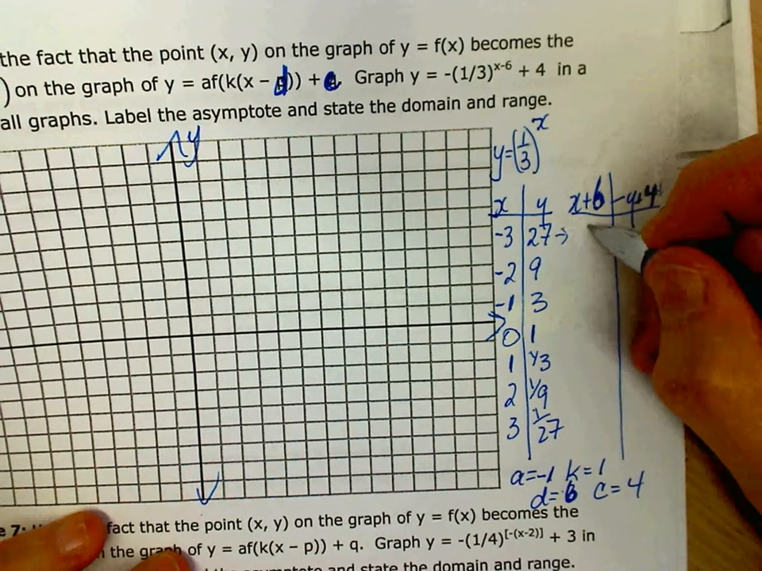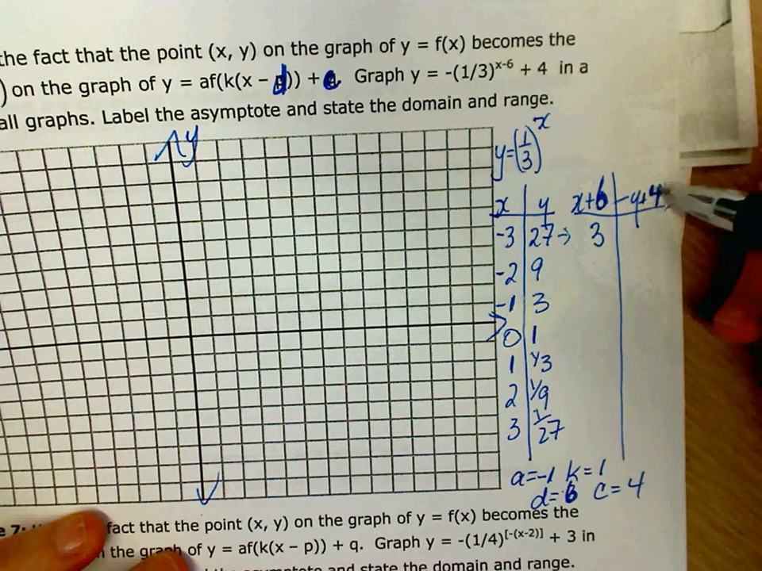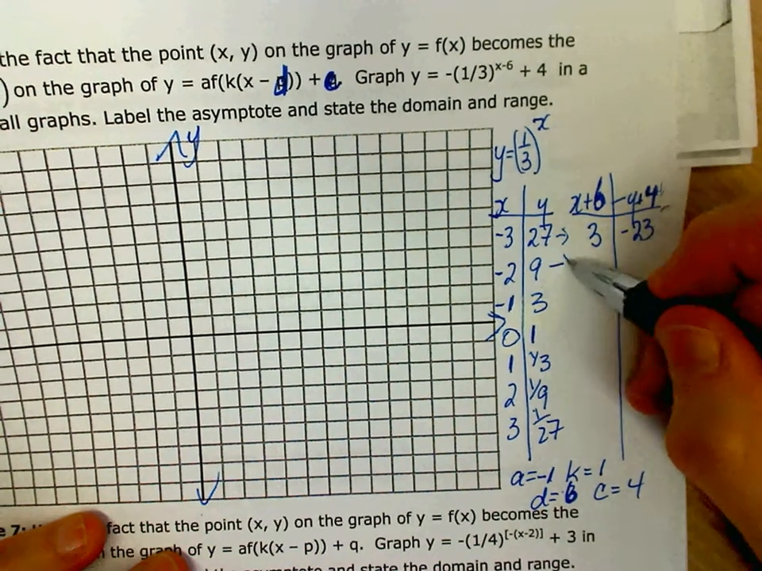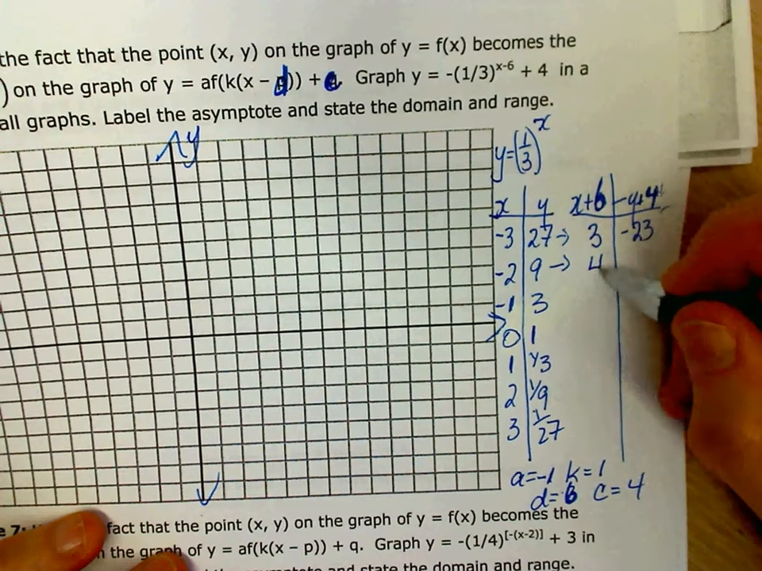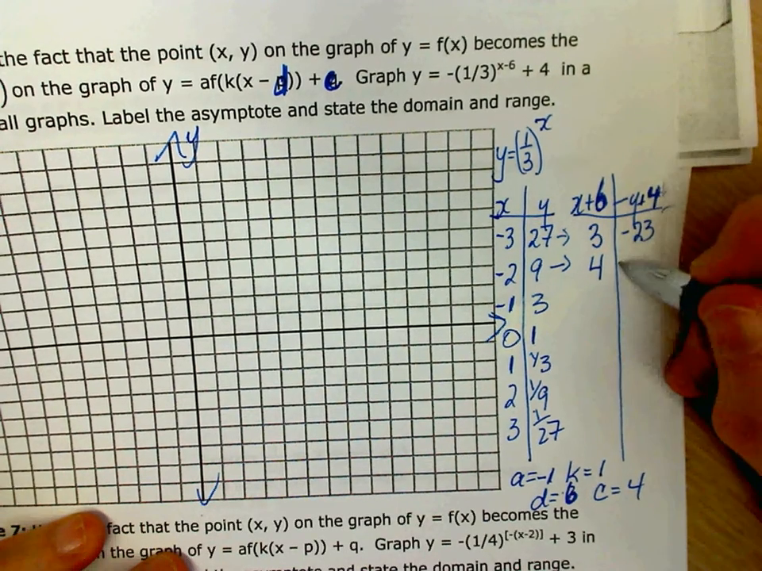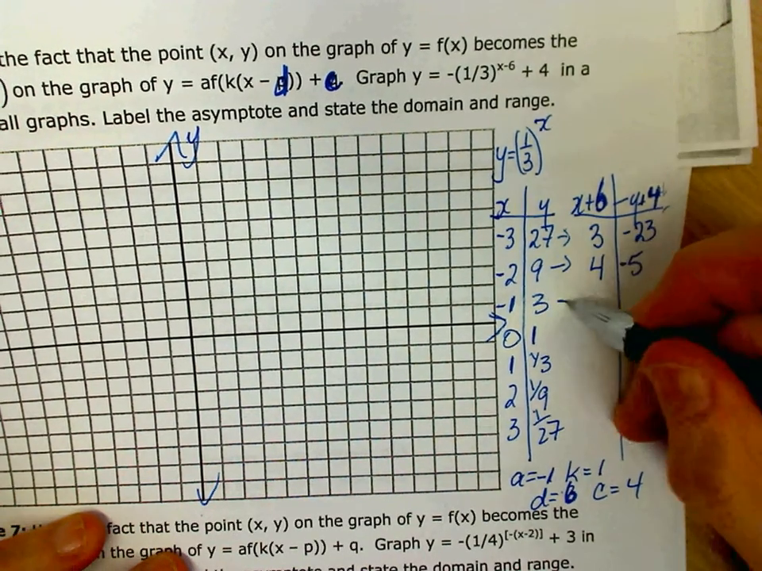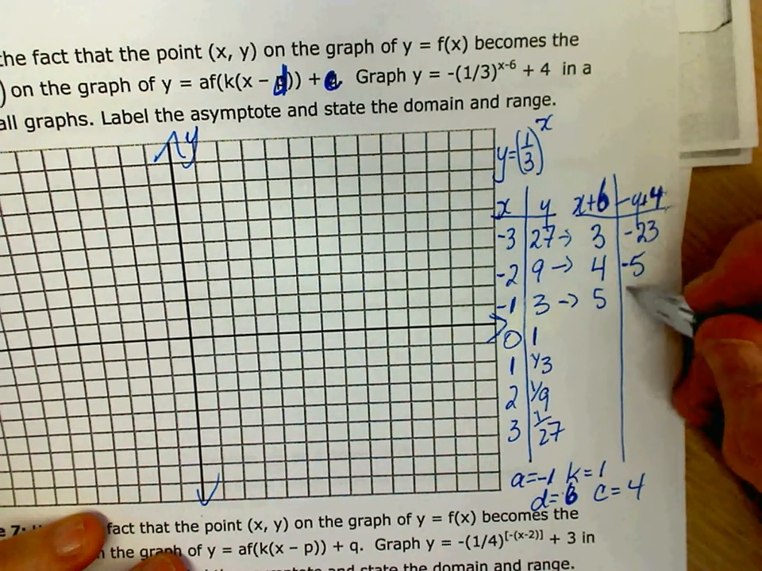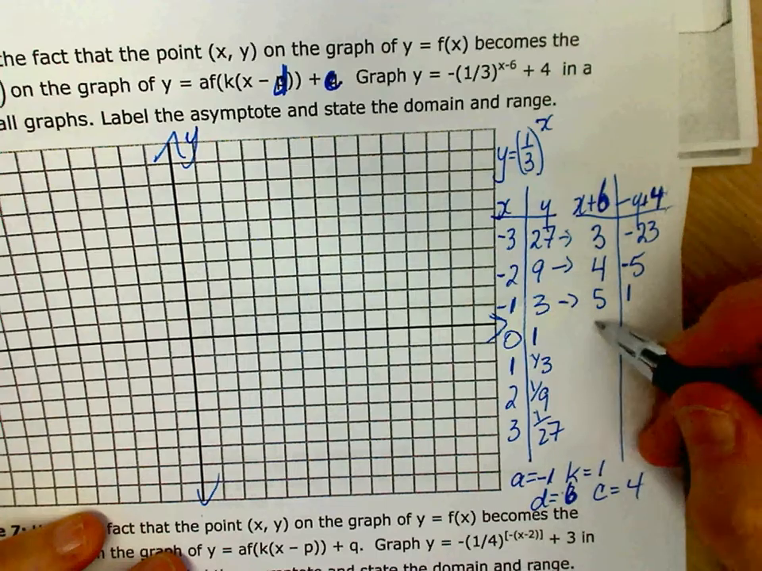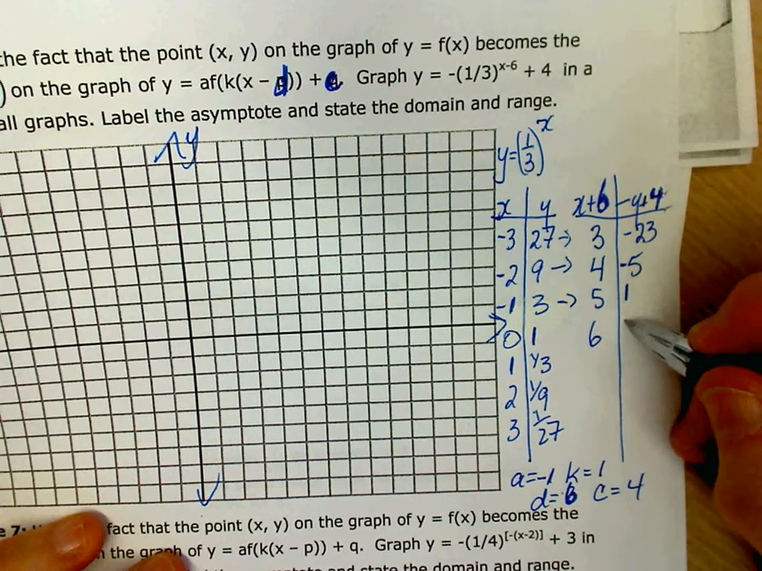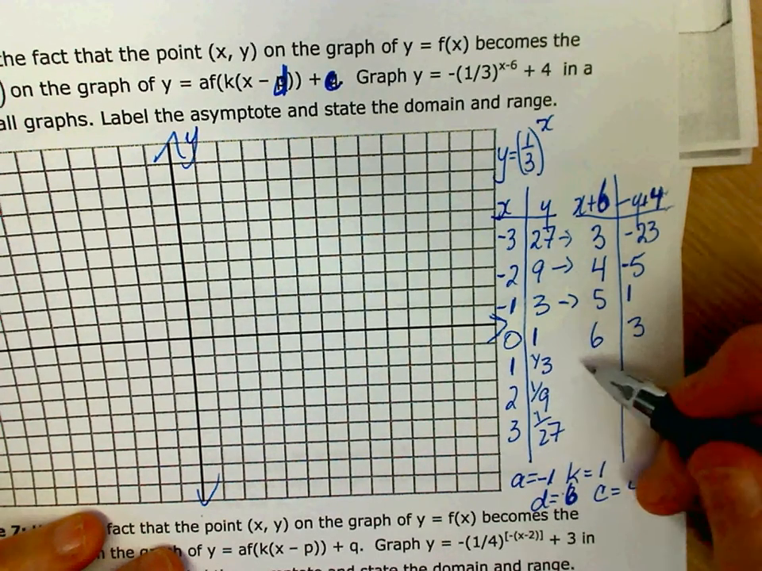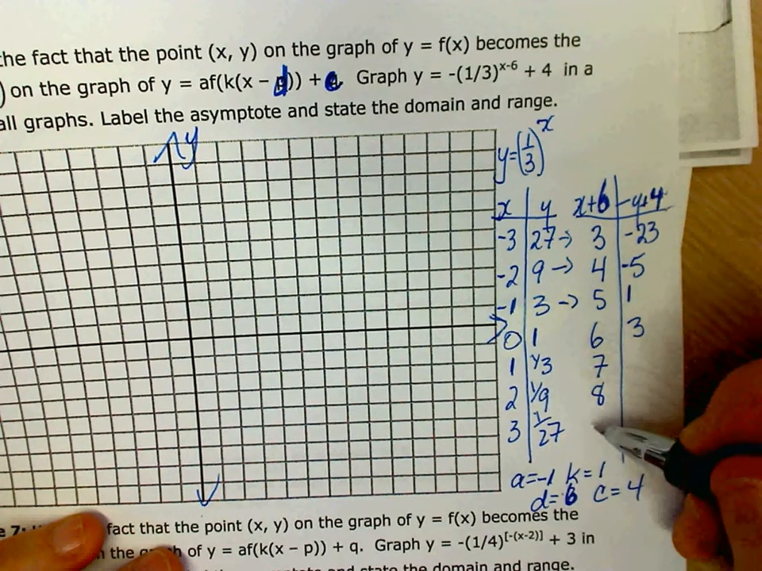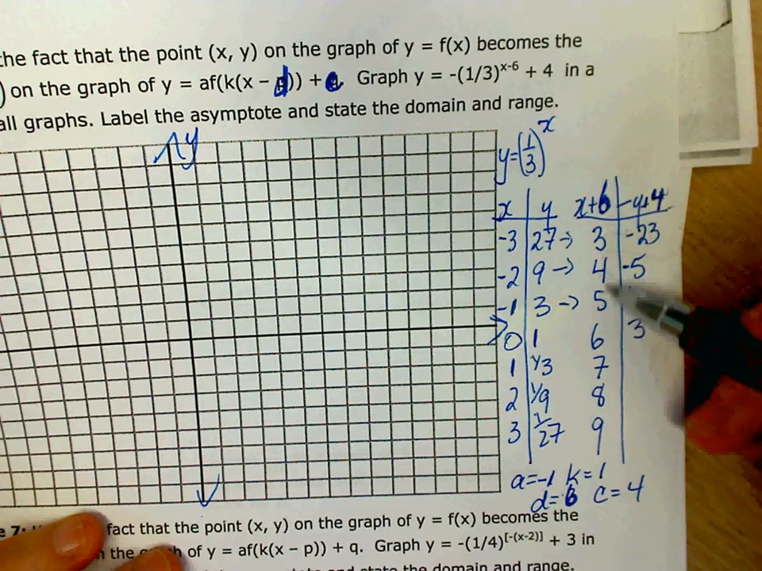Okay, -3 plus 6 is 3. -27 plus 4 is -23. It'll go off our grid anyway. -2 plus 6 is 4. -9 plus 4 is -5. And I'm always going to double check. -1 plus 6 is 5. -3 plus 4 is 1. 0 plus 6 is 6. -1 plus 4 is 3. 1 plus 6 is 7. 2 plus 6 is 8. 3 plus 6 is 9. So we've got that.